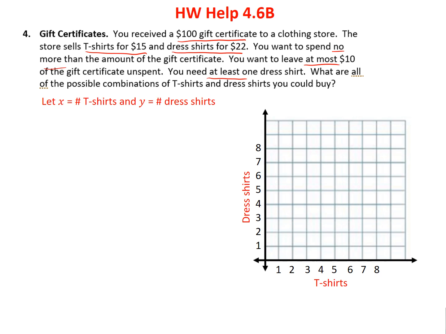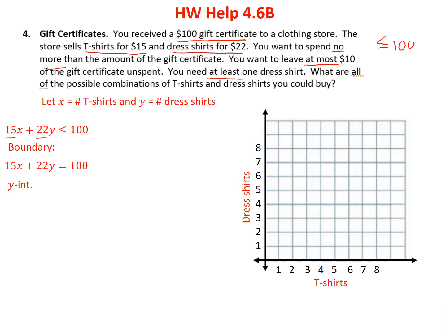So let's go to our first one. It says that we have $100 and we want to spend no more than. So if I have $100 and I want to spend no more than, I can spend $100, but I don't want to spend $101. So I'm looking at an inequality that is less than or equal. So my first inequality is I spend $15 for each t-shirt, $22 for each dress shirt, and it has to be less than or equal to 100. So let's graph this. First, let's find our boundary line, which is 15x plus 22y equals 100.